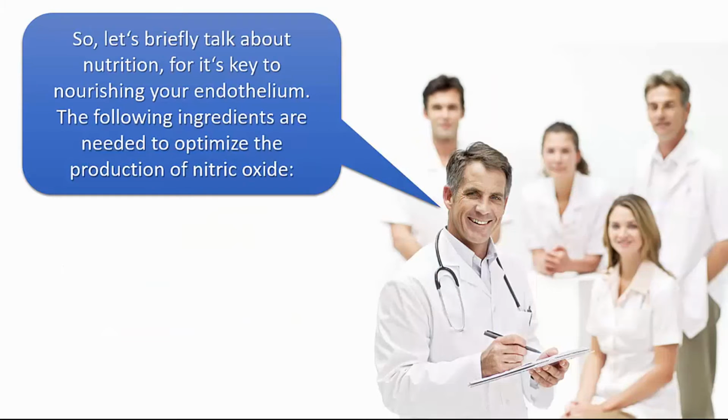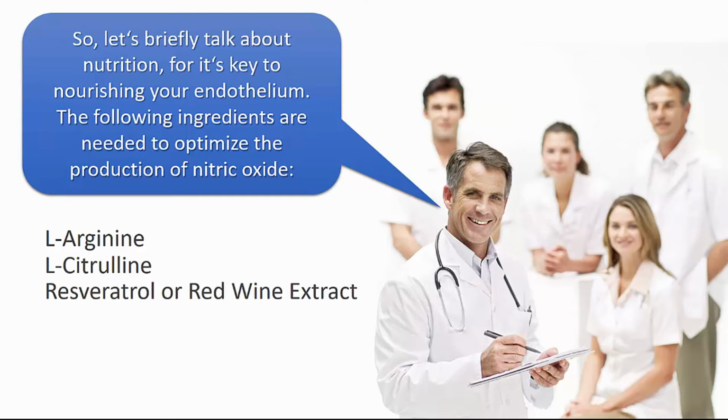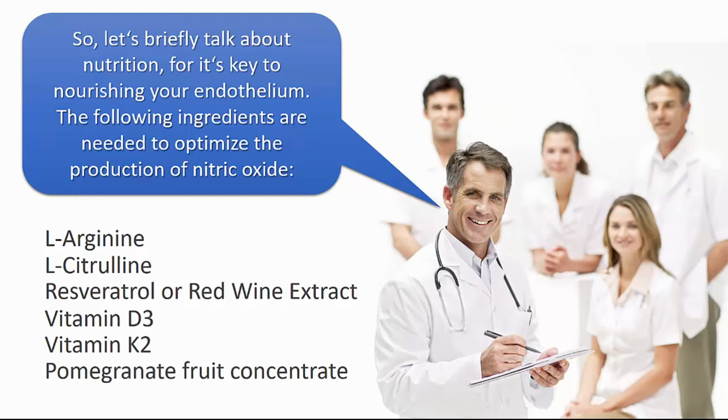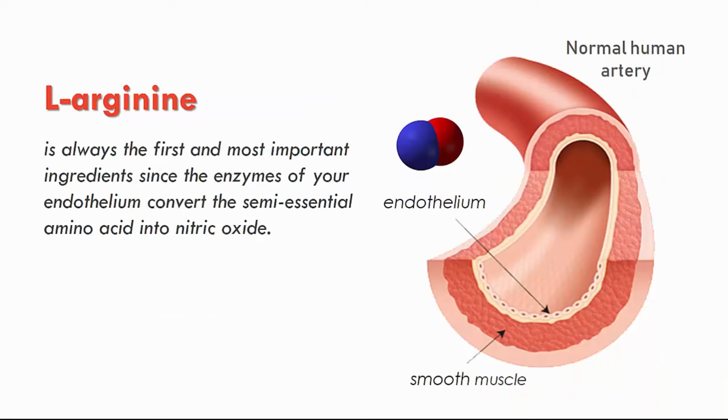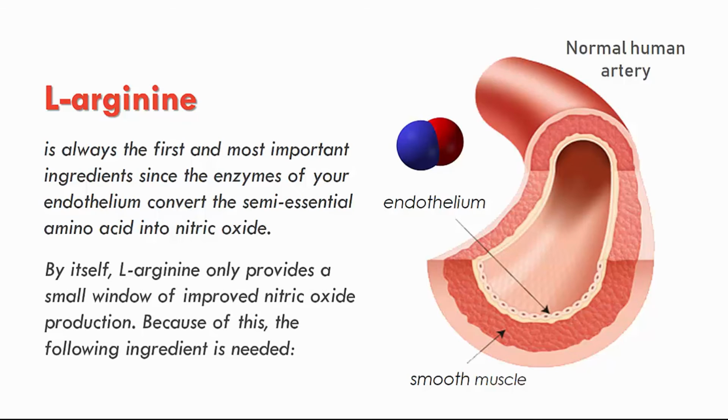So let's briefly talk about nutrition, for it's key to nourishing your endothelium. The following ingredients are needed to optimize the production of nitric oxide: L-arginine, L-citrulline, resveratrol or red wine extract, vitamin D3, vitamin K2, pomegranate fruit concentrate. L-arginine is always the first and most important ingredient, since the enzymes of your endothelium convert this semi-essential amino acid into nitric oxide. By itself, L-arginine only provides a small window of improved nitric oxide production.